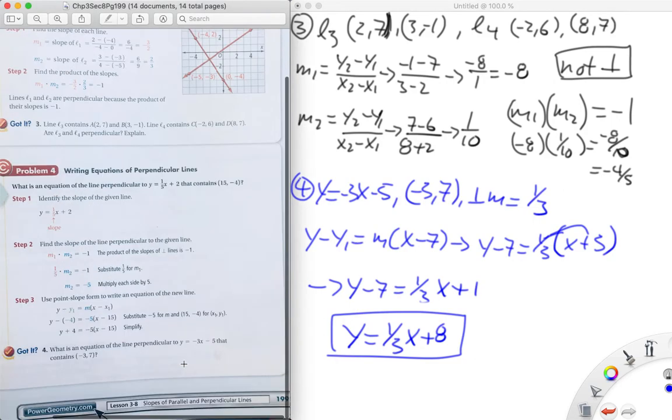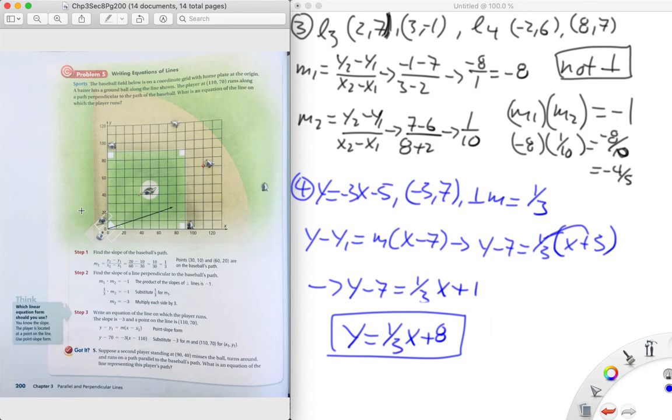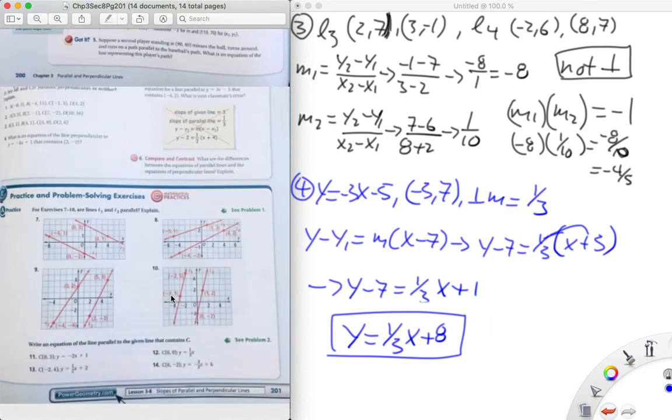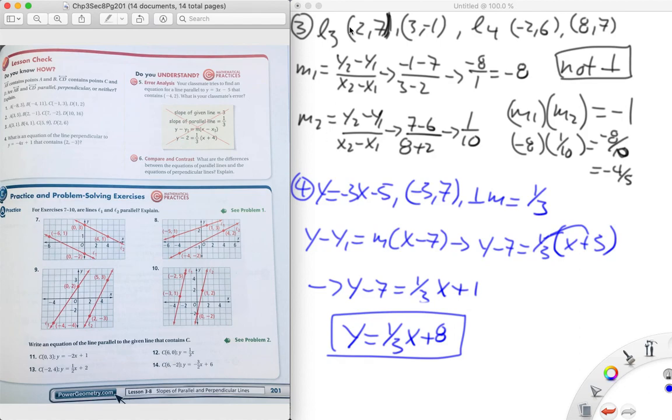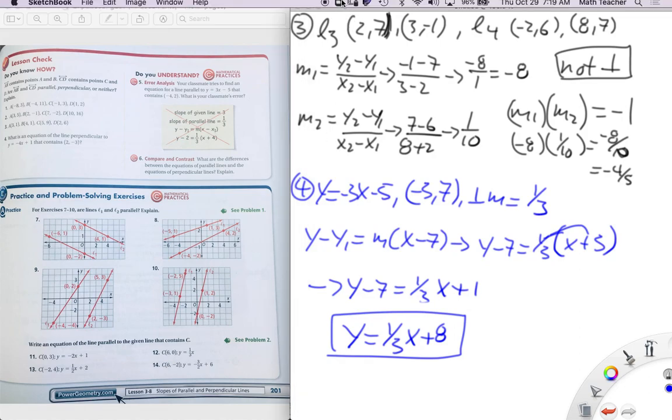Okay, this is just more of the same, just in real world examples, so I'm not going to go over that. That is that section. Hope you have a great rest of your day.